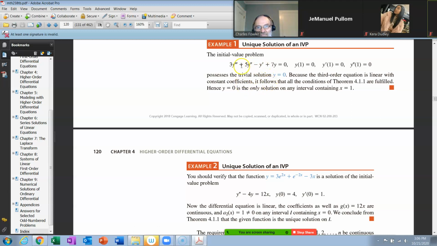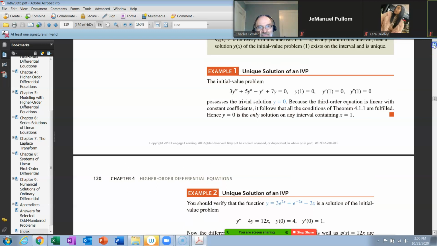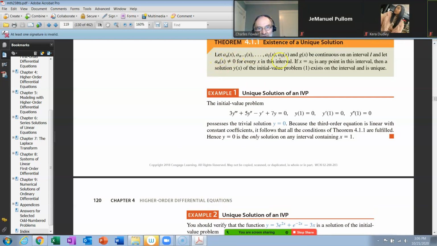With constant coefficients, 3, 5, minus 1, and 7, it follows that the conditions of 4.1.1, which is what we just looked at, let's remind ourselves what they are. These are continuous, these coefficients, well, those are constant, so they're continuous on the interval I, of course they are. A sub n of x, 3, is not 0, can't be 0 anywhere, it's 3, for every x in the interval, and then that 1 is in the interval of interest here. Because all the conditions are met, it follows that the theorem 4.1.1 conditions are fulfilled, so therefore that y equals 0 is the only solution. Don't look for any others. You will not find them on any interval containing x equal 1. That's it, folks. That's all. The theorem tells you that's going to be the case.